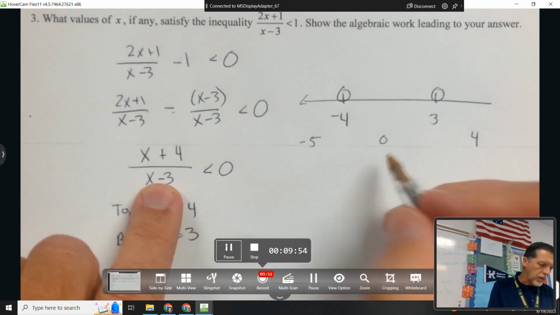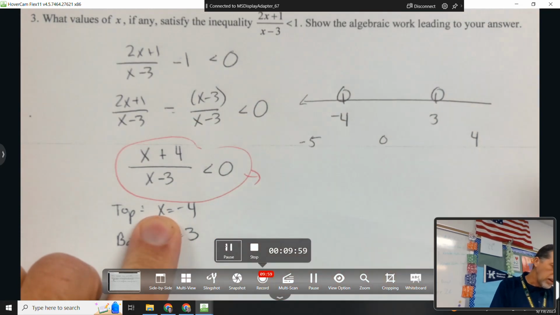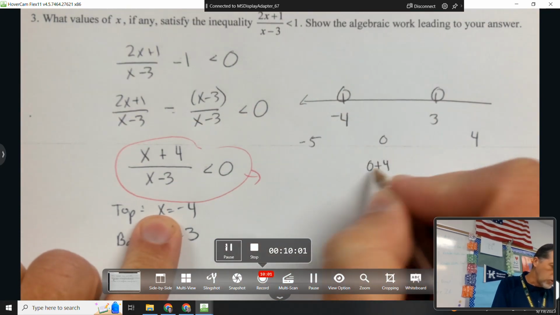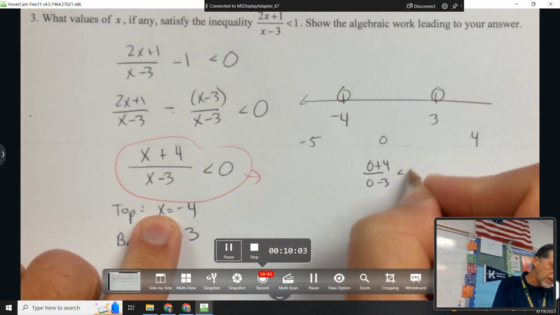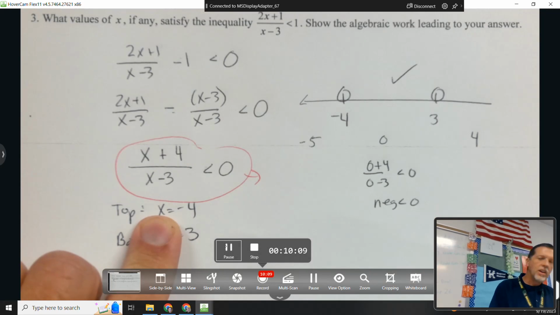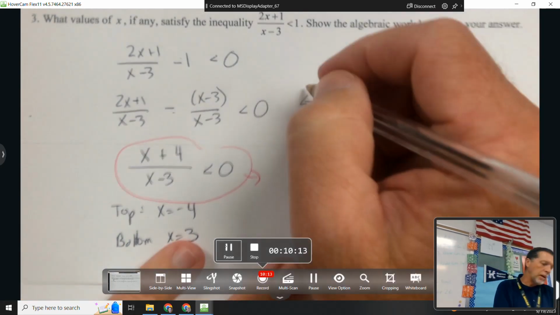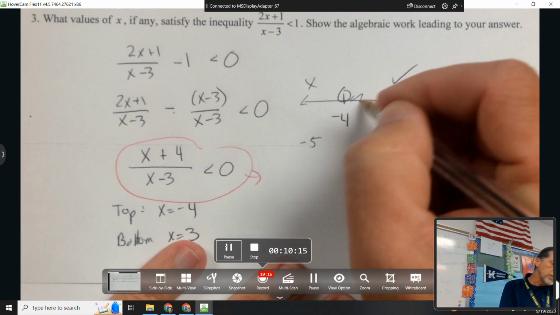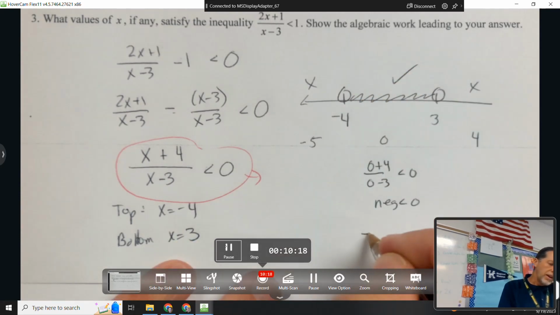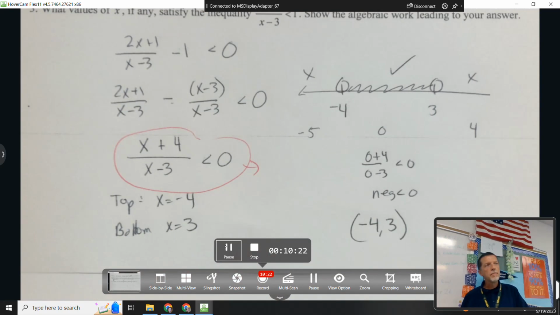So I'm going to check 0. So 0 plus 4 over 0 minus 3. That's negative, less than 0. That's a true statement. So I will shade there. If I'm pressed for time, I'm just going to alternate and say, well, it won't work on the others. My answer is negative 4 to 3. And I would not include either one.